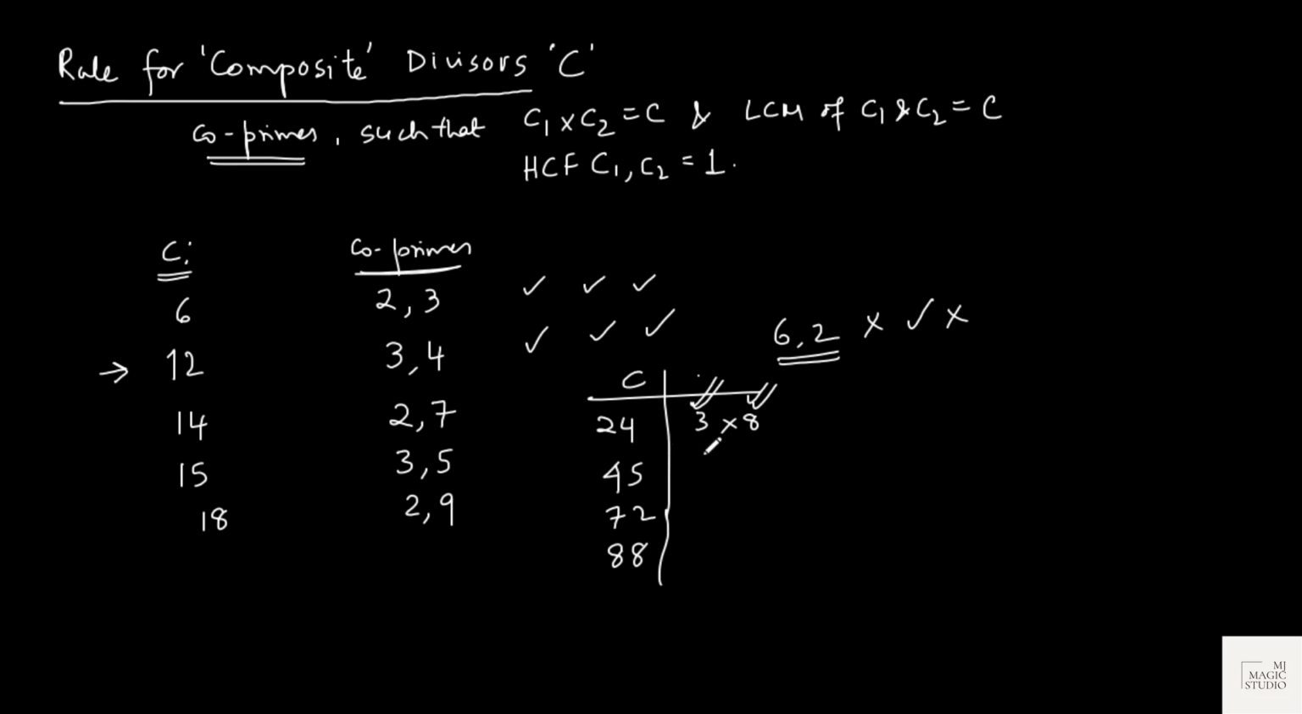Likewise for 45, it should be 5 and 9. 72 is 8 into 9. 8 and 9 are co-primes. For 88, similarly, it would be 8 and 11. 8 and 11 HCF is 1. Check. Multiplication is 88. Check. LCM of 8 and 11 is 88. Check. This is how we generate rules to find for composite divisors.